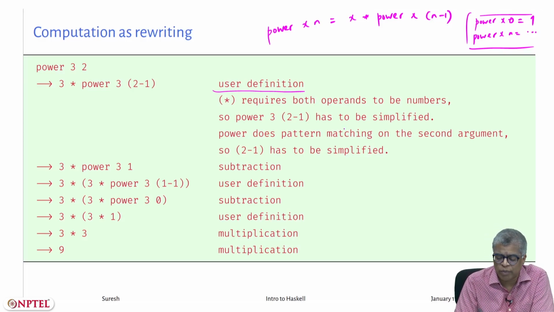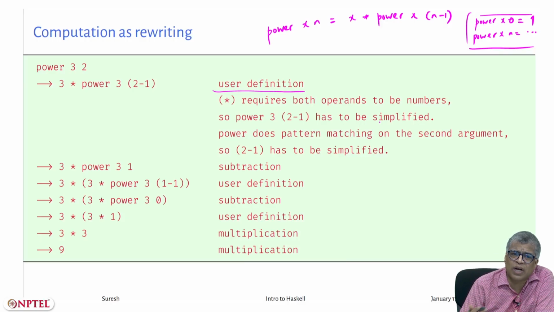So, power 3, 2 minus 1 has to be simplified. And power does pattern matching on the second argument. So, the second argument needs to be evaluated to check whether it is 0 or not. So, 2 minus 1 will be simplified, and it will become 1. At this point, it will check whether 1 is equal to 0 or not. 1 is not equal to 0. So, it should again apply the second line of the definition for power 3 1 as well.